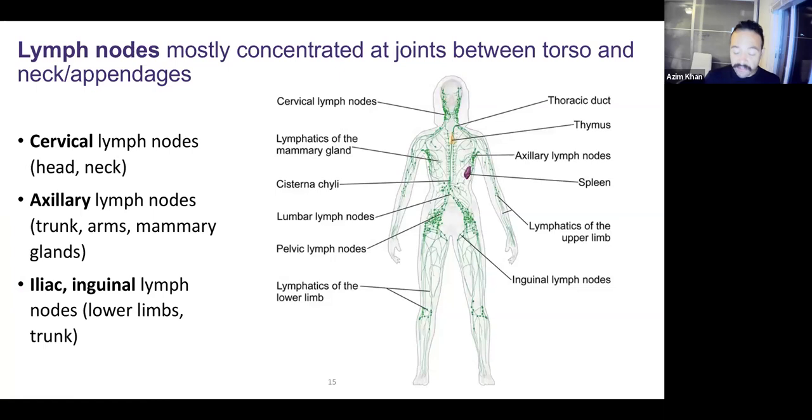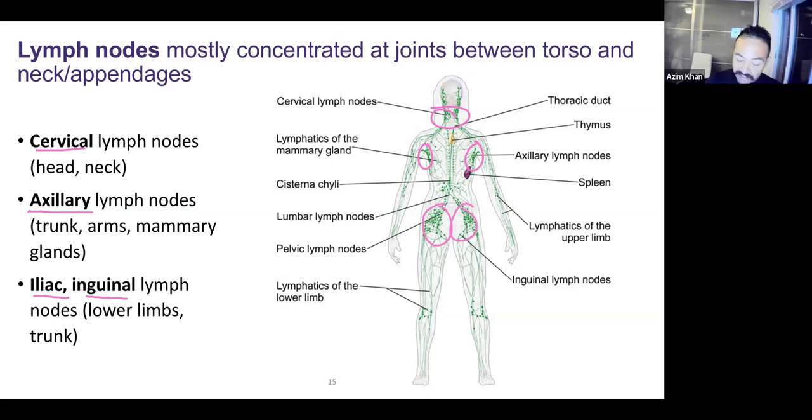Where can you find lymph nodes? There's a lot of them. They're found throughout your body, but they tend to be clustered in certain areas. They tend to be found in your neck region. So those are cervical lymph nodes. They tend to be found in your armpit region. Those are your axillary lymph nodes. And they tend to be found in your groin region, in your iliac and inguinal lymph nodes.